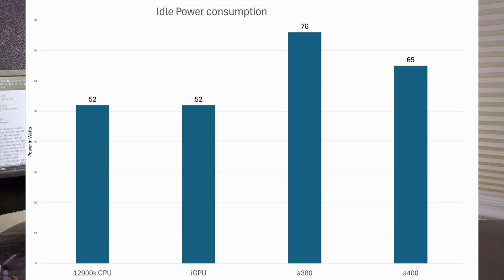When it comes to other things you might want to think about when picking a GPU, power consumption is one of these. The iGPU is the best, idling on my system at a bit over 50 watts from the wall. Both of these dedicated graphics cards pulled a little bit more power in both Linux and Windows just sitting idle. The A380 was about 10 watts more than the iGPU. The A400 was about 15 watts more than the iGPU.